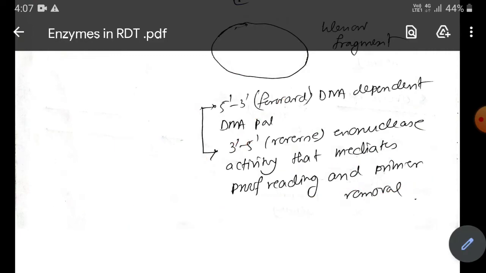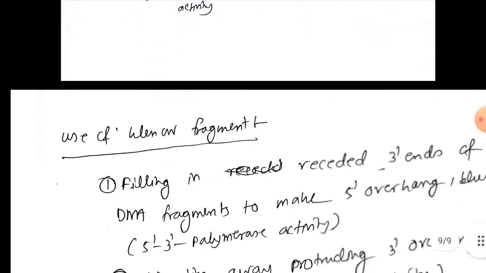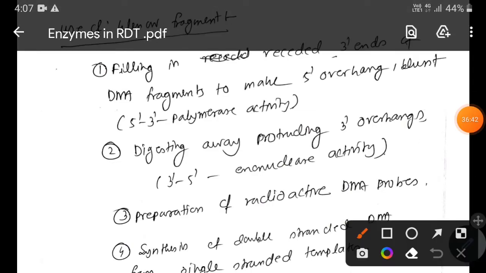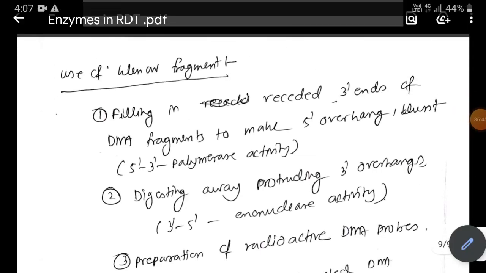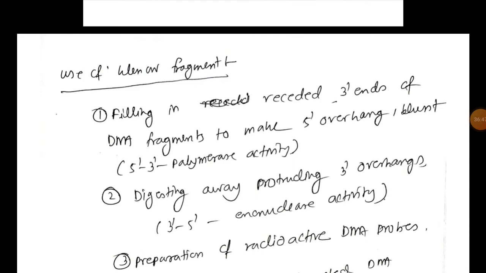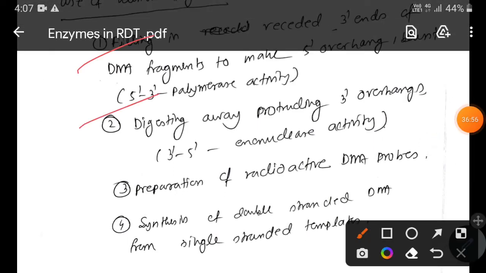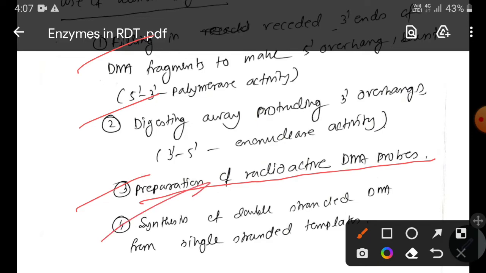Okay, so let's discuss what is the use of Klenow fragment in recombinant DNA technology. In recombinant DNA technology, it can produce for you blunt end from staggered end. Okay, we are going to discuss how. So just remove the 2 point for now. We are going to discuss it, and it also helps you to prepare radioactive DNA probe. Okay, and it synthesizes double-stranded DNA molecule from single-stranded template.